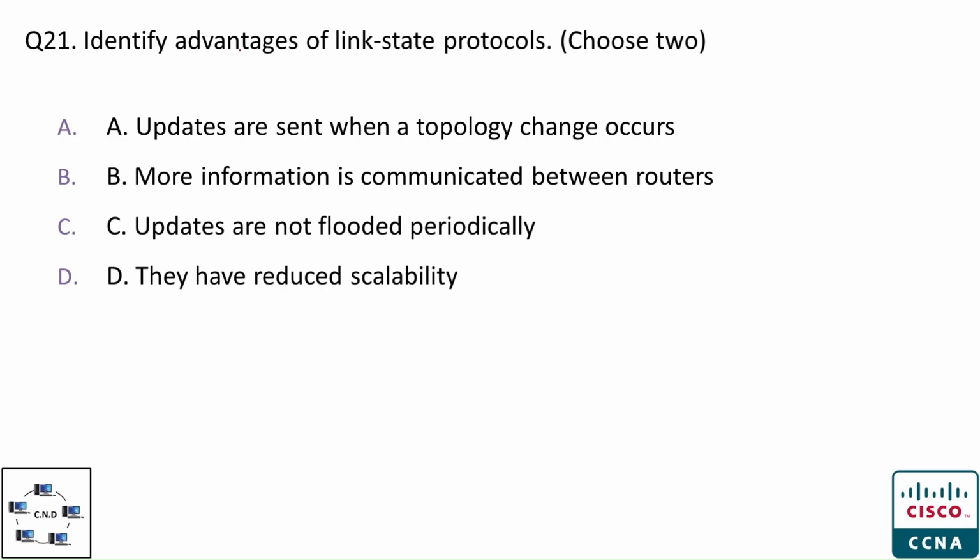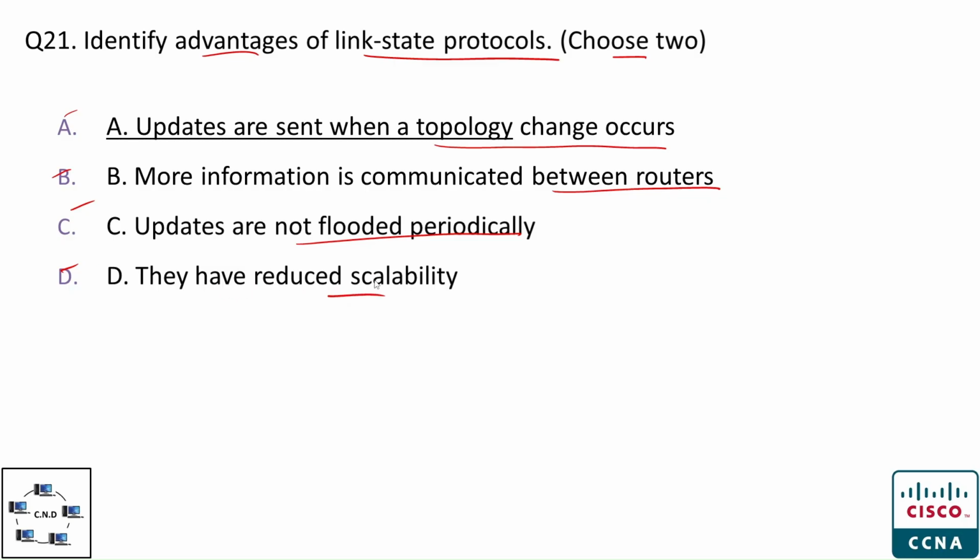Question number 21, identify advantages of link state protocol. Choose two options, and the options are option A, updates are sent when a topology change occurs. Option B, more information is communicated between routers. Option C, updates are not flooded periodically. And option D, they have reduced scalability.